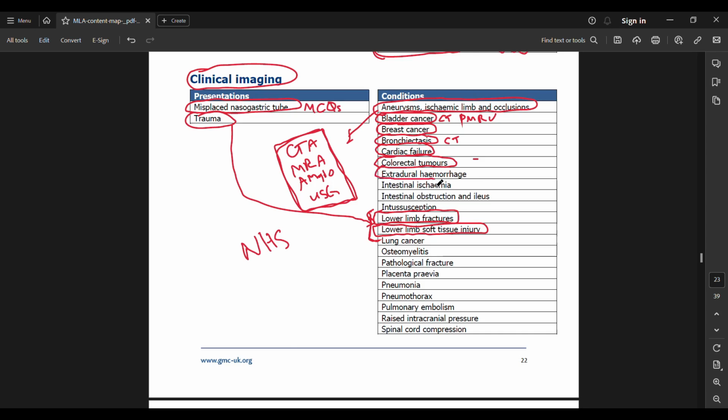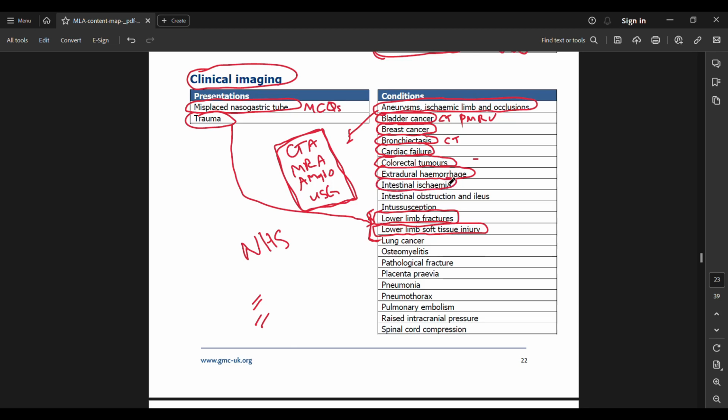Next, you have extradural hemorrhage. Now, any kind of intracranial hemorrhage, whether it's subdural, extradural, epidural, you need to make sure you are very familiar with the image of intracranial hemorrhage. You need to know how to diagnose intracranial hemorrhages and which kind of intracranial hemorrhage it is. Okay, so even without the background history, you need to know what these hemorrhages look like on a CT scan. Okay, so make sure you do those well.